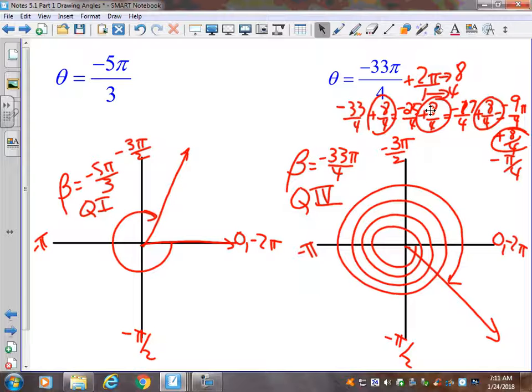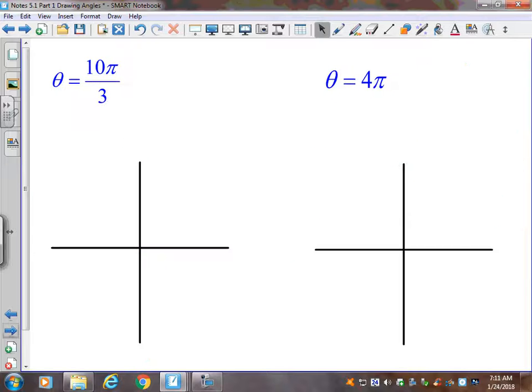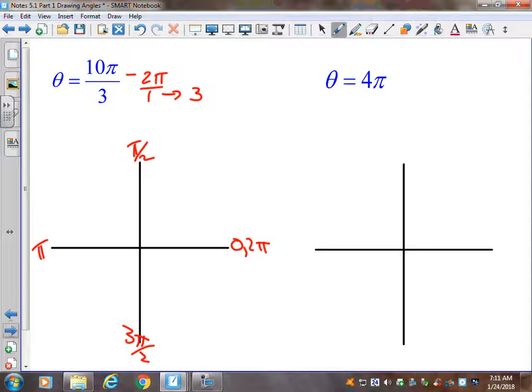So now let's look at a gamma angle. And with our gamma angle, we're just going to do one of these. We'll do 10 pi over 3. It's very similar, except you number it in a positive direction. So we're going to take away 2 pi. Now, this time, 2 pi is going to have to change to thirds. So that's 6 pi. So if we take 10 minus 6, we get 4 pi over 3.